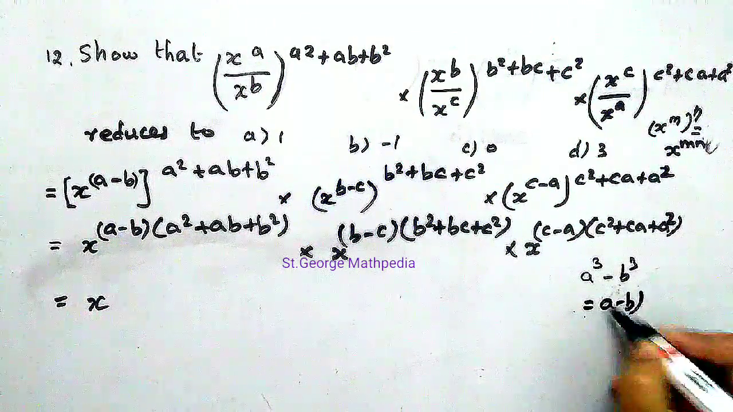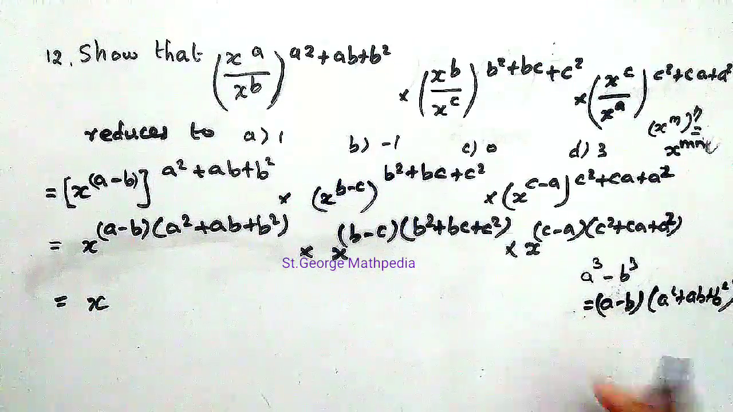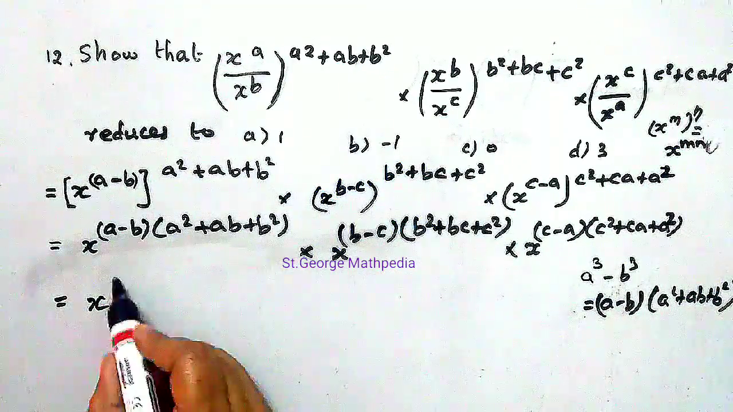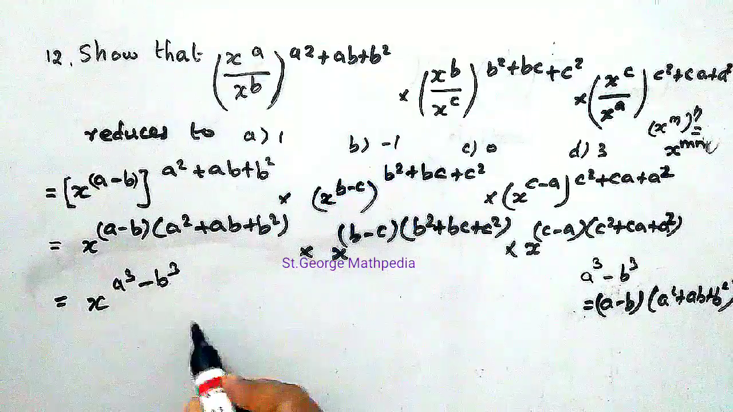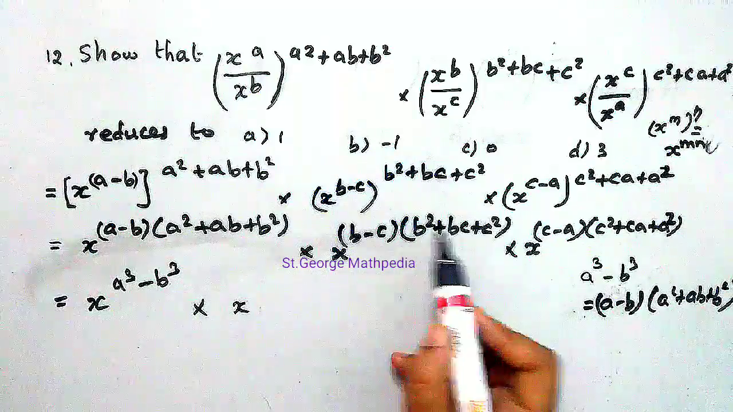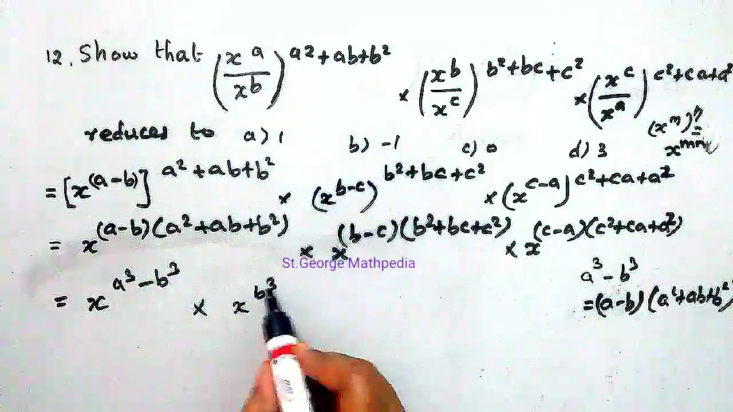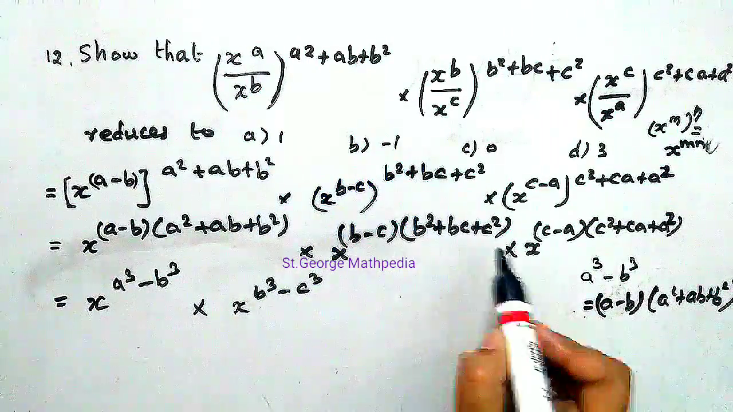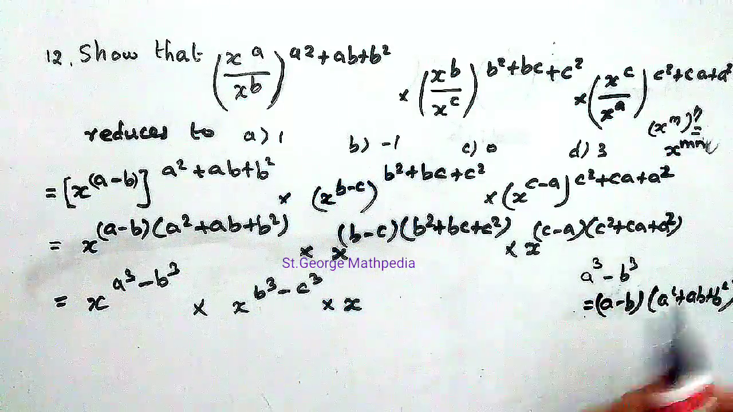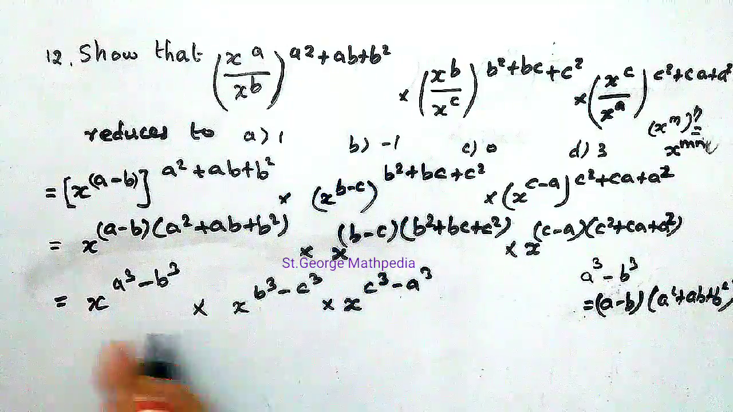a cube minus b cube is equal to (a minus b) into (a squared plus ab plus b squared). This is a formula, so let us apply it here. (a minus b) into this is a cube minus b cube, into, now here, x to the power of b minus c into (b squared plus bc plus c squared). So by using the formula, this is b cube minus c cube. Similarly for this, x to the power of c minus a into this thing, so this is c cube minus a cube.